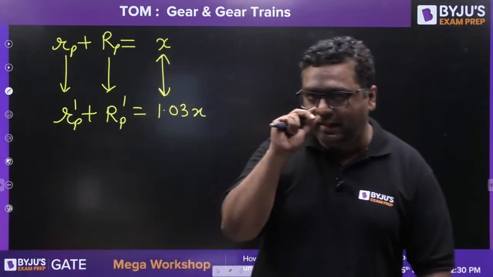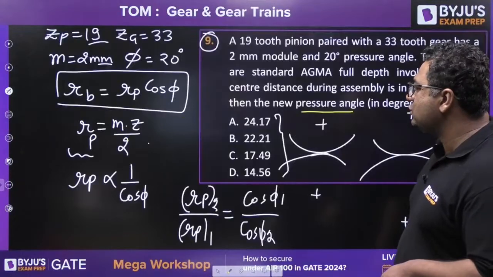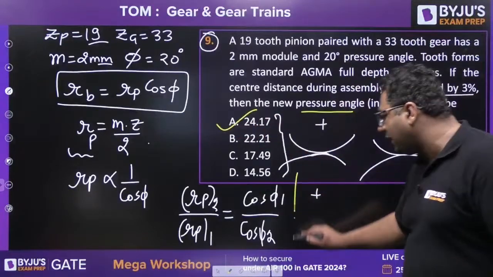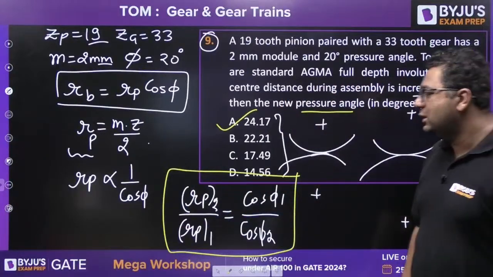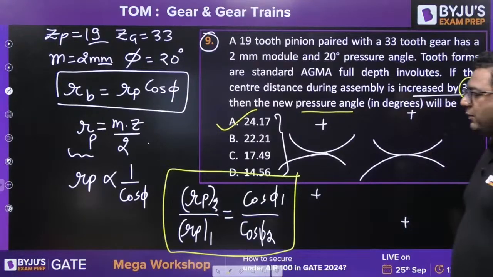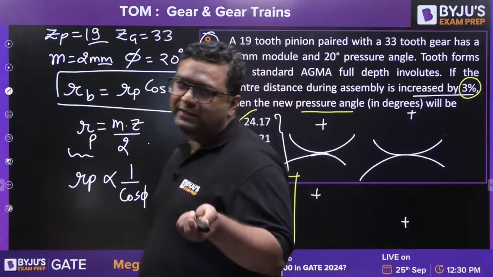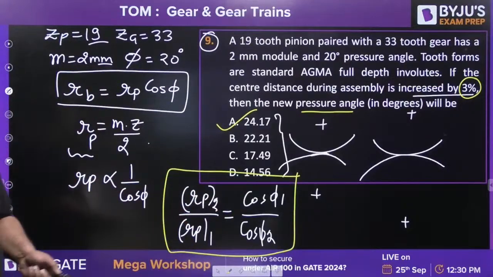Shubham is also saying A. Very good. So guys, the answer for this is going to be A with this shortcut technique. You just need to find out the phi 2 value. So you know that it is increased by 3%, so we will be using this. RP2 is 1.03 times of RP1 and this will give you the answer to be 24.17.